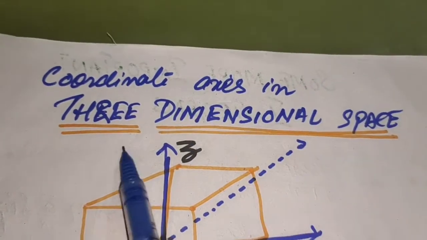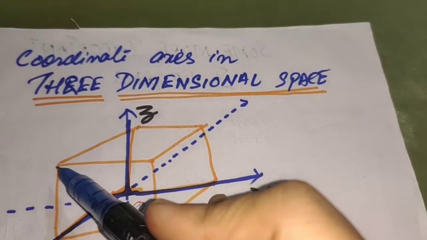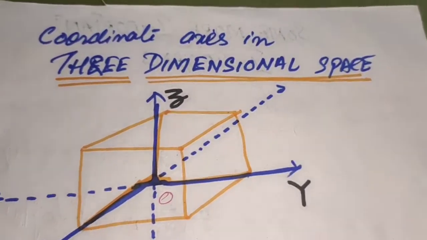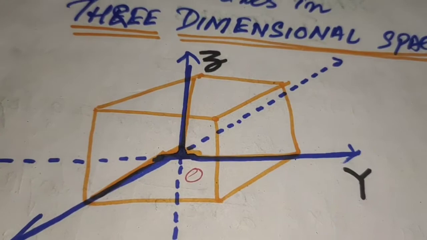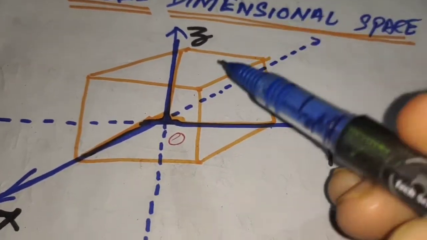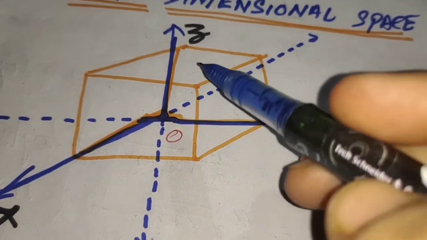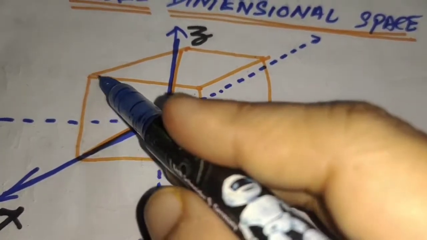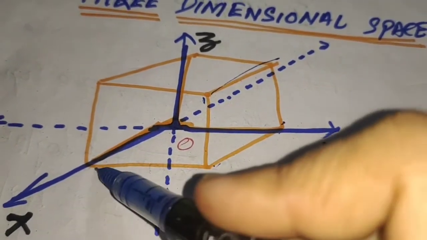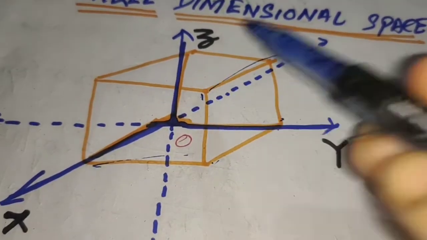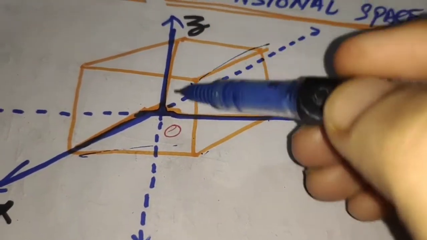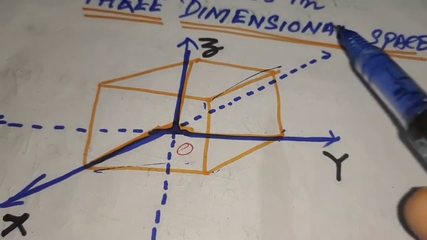Coordinate axes in 3-dimensional space. Suppose this one is the regular eraser that all of you have and keep on using, or a matchbox or a pencil box or a book. Then we can assume that these are the edges, 1, 2, 3, 4, 5, 6. So these are the edges. With all these edges, with each edge we can represent one axis.